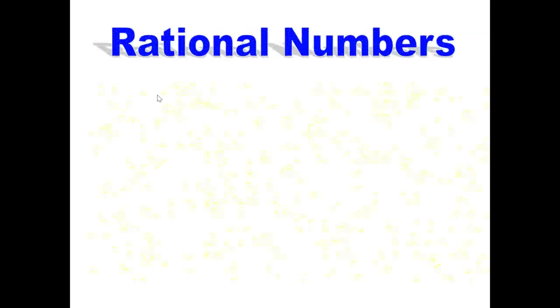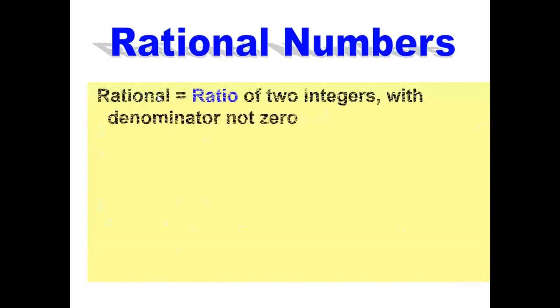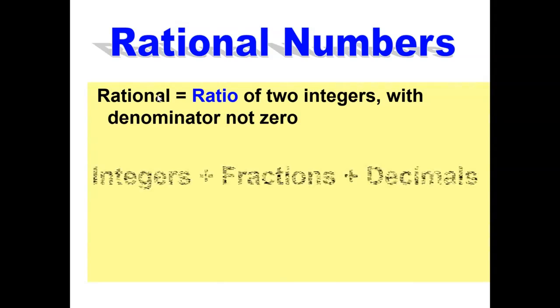Let's talk about the rational numbers. A rational number is the ratio of two integers. The restriction we have is that the denominator cannot be 0. Anytime the denominator is 0 for any fraction, the entire thing becomes undefined. I'm going to show you different kinds of rational numbers, including the integers, the fractions, and the decimals.